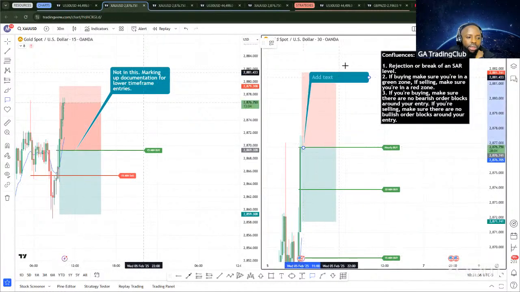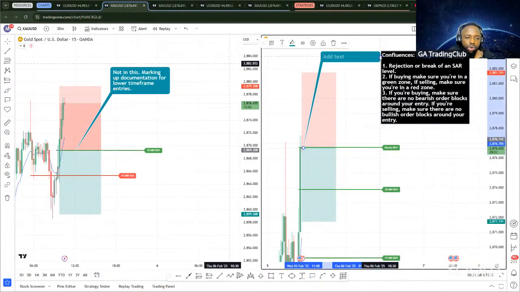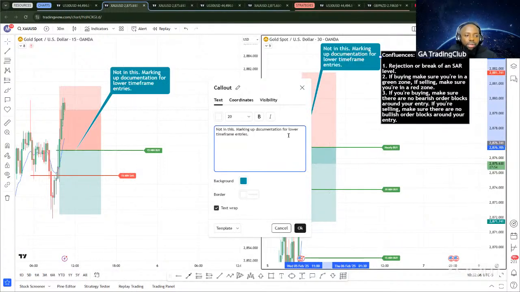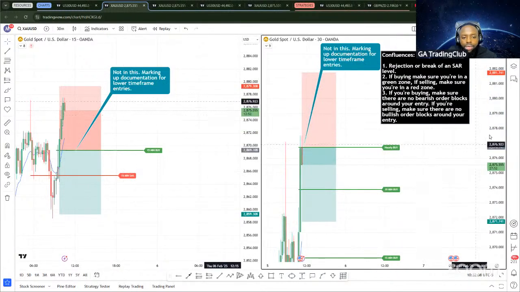So I am not in this particular one. It just depends on your own confluences. My confluences are, I have to be trading on the hourly time frame and above. So same thing here, I'm not in this trade as well. I'm waiting for the hourly setup.